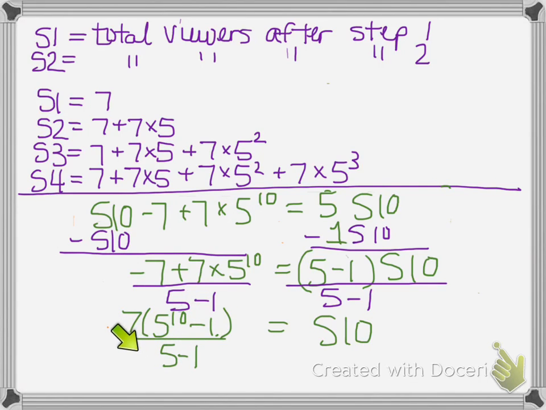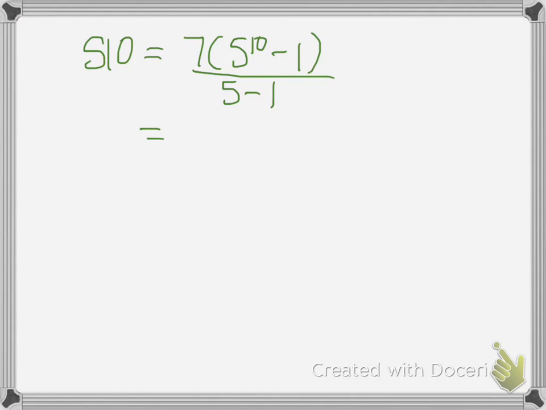Okay? So I'm going to clear the screen and we're going to look at that and see what this computation would look like. So how many people would see that Facebook photo after just 10 steps? All right, so here's a calculation we want to do. I would do this on my calculator, and if you do it, you're going to raise 5 to the 10th power, subtract 1, then multiply it by 7 and divide by 4, and you get about 17 million.